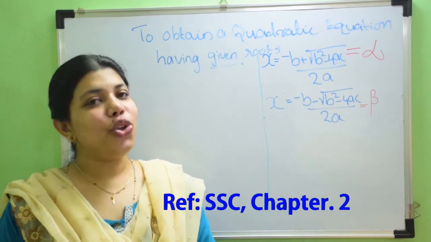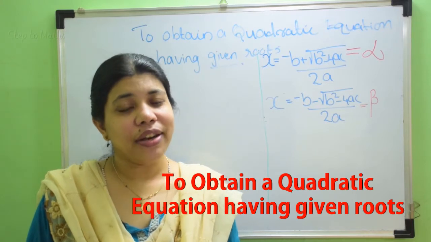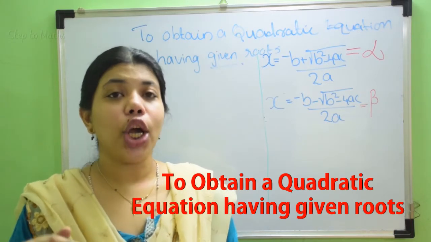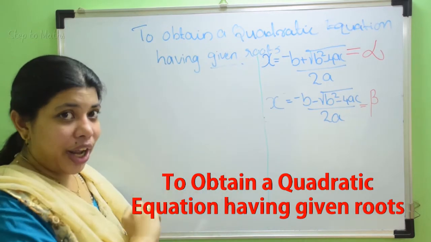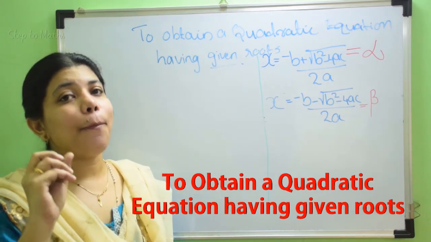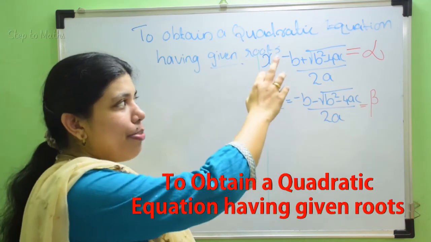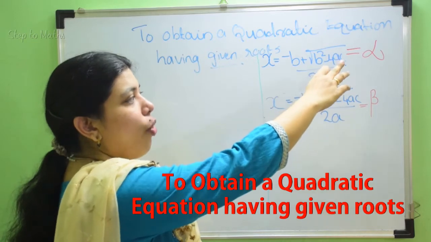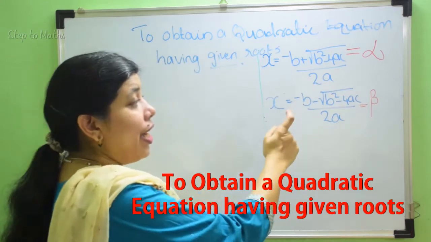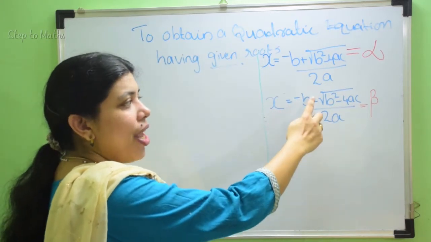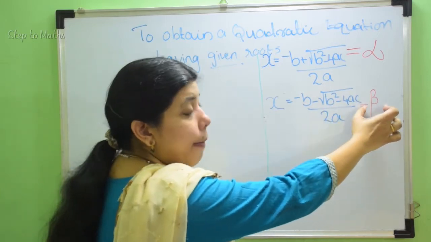Today we are going to discuss how to form a quadratic equation from its given roots. We know that the roots of a quadratic equation ax square plus bx plus c equal to 0 are x is equal to minus b plus root of b square minus 4ac by 2a, that is equal to alpha, and x is equal to minus b minus root of b square minus 4ac by 2a, that is equal to beta.